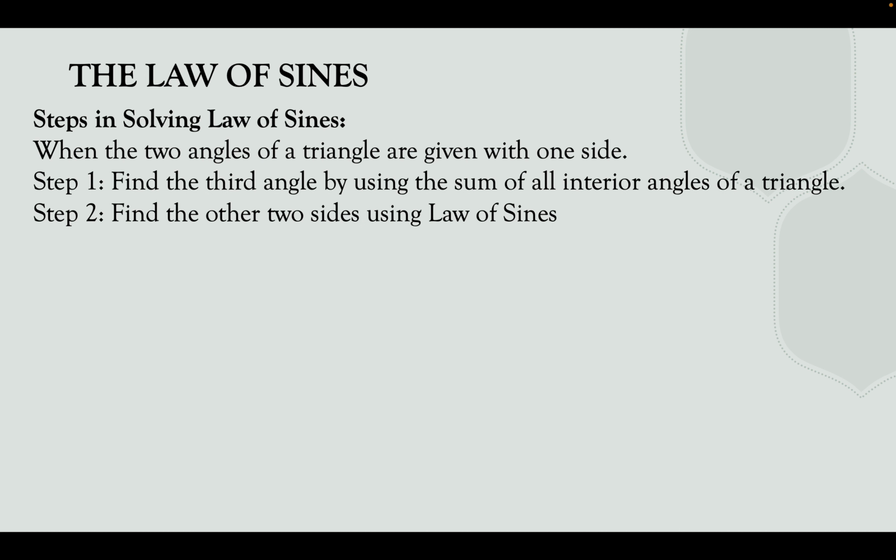Next is, what are the steps in solving the law of sines? When the two angles of a triangle are given with one side, step number one, we need to find the third angle by using the sum of all interior angles of a triangle. And step number two, find the other two sides using the law of sines.